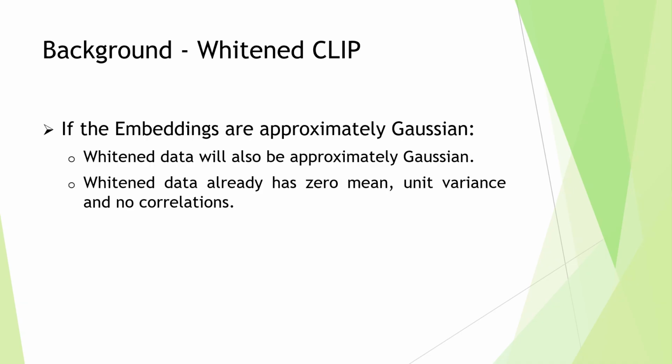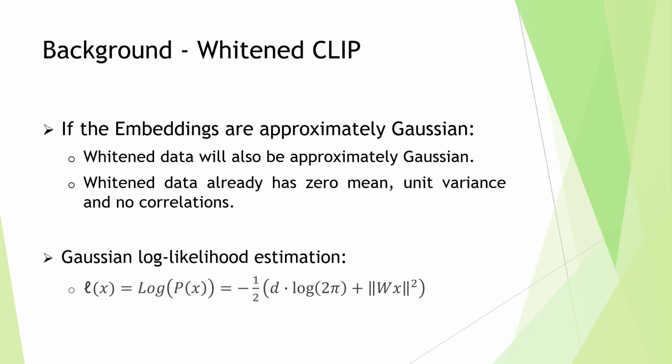This allows us to model the embeddings using a standard multivariate Gaussian distribution. Under this model, we can compute a log likelihood score for each image embedding, which depends only on the dimensionality of embeddings and on the squared norm of the whitened vector, as shown in the equation. This score measures how typical an image is under the learned CLIP distribution, and it forms the basis for our zero-shot detection method.